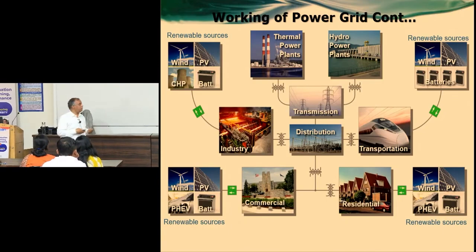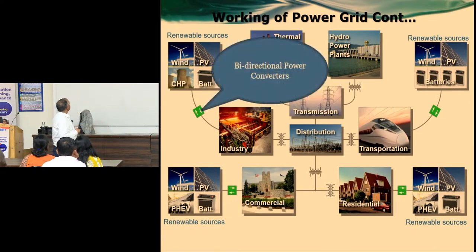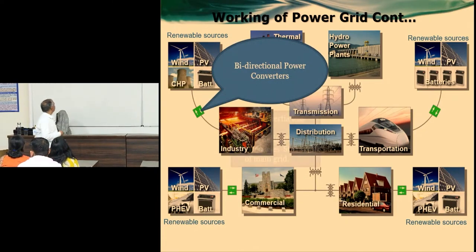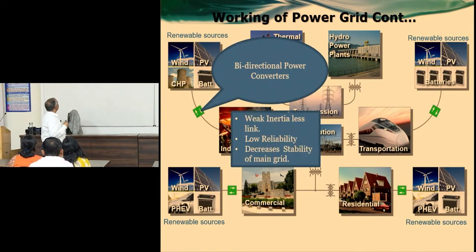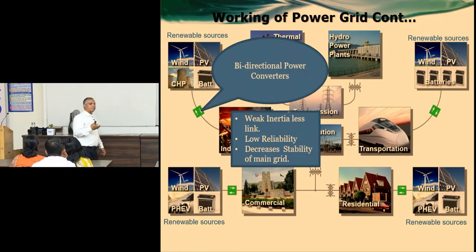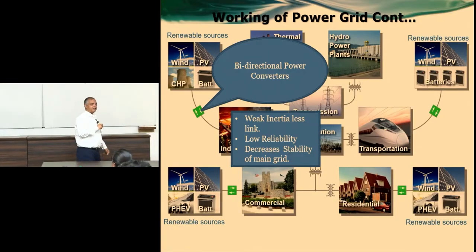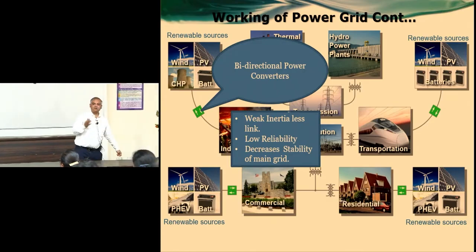So to ensure the reliability of supply, you must have all the provisions. Now, what is happening? Bidirectional power flow is happening, and the next situation is the inherent disadvantage, which I have already discussed, that it is a weak inertia system, intermittent in nature, and you don't have control on its output power.